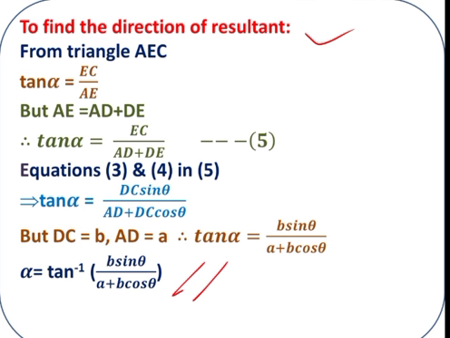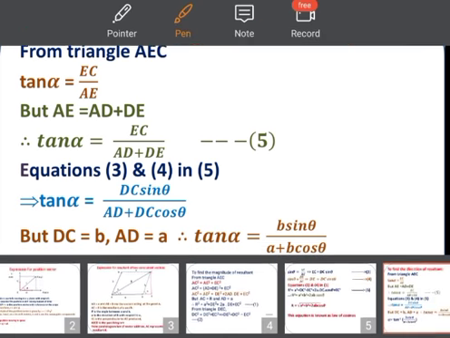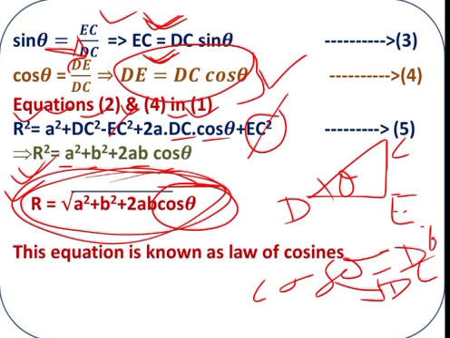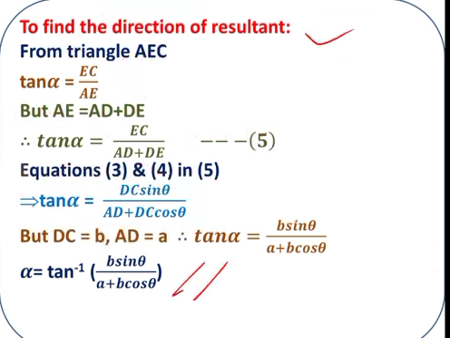I hope you understood this part also. This is the entire cosine rule or law of a parallelogram. Using the law of a parallelogram, we study the magnitude of the resultant vector: R is equal to square root of A square plus B square plus 2AB cos theta. And this is the direction of the resultant vector. This is a very important derivation.